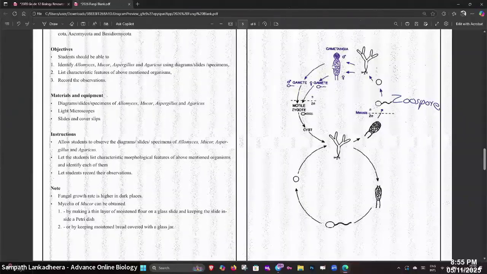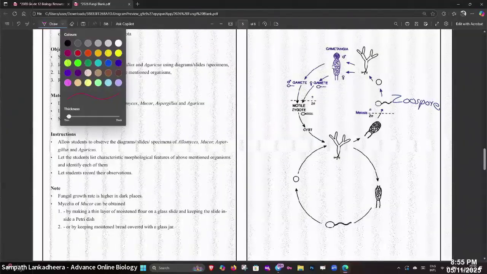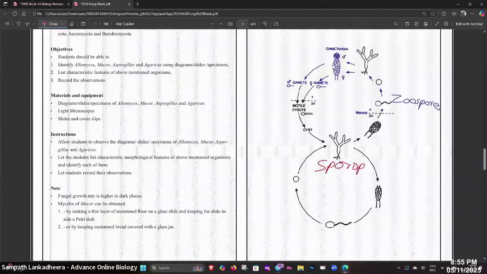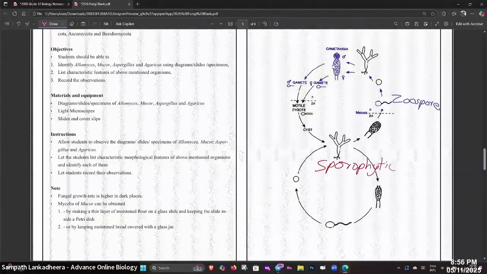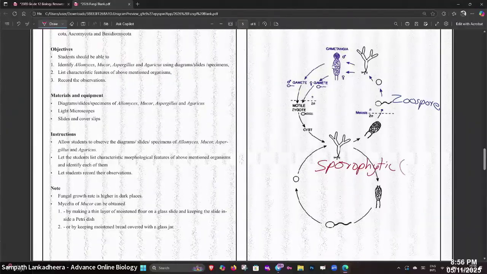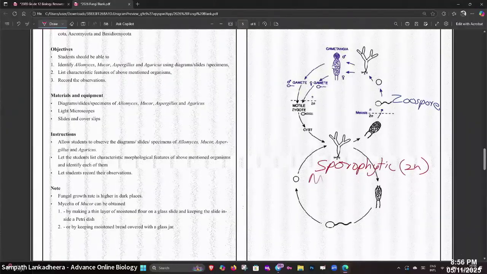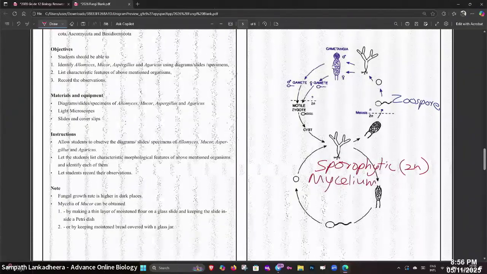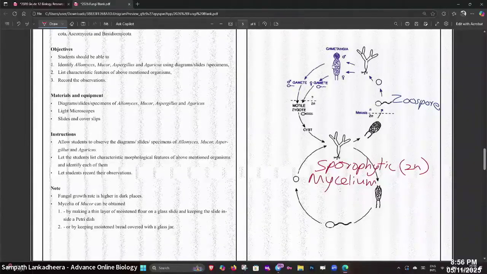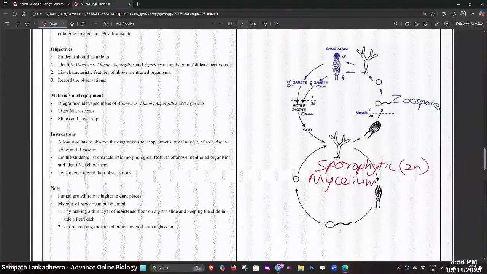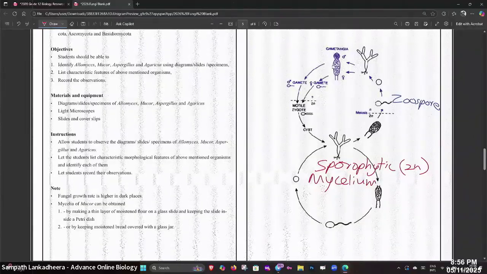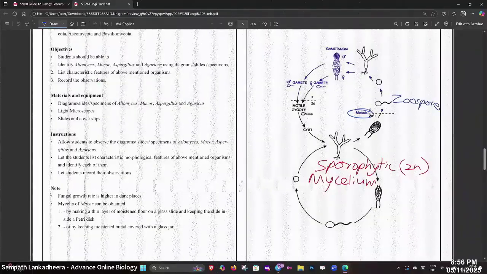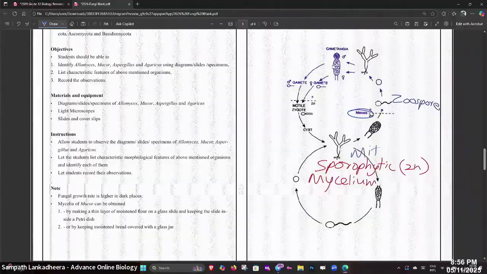I'll use red color. This is the mycelium. We can call it sporophytic mycelium, a 2N mycelium. You don't have to know this life cycle, but I taught you. This sporophytic mycelium forms zoospores. In one way it undergoes meiosis, and in the other way it undergoes mitosis.